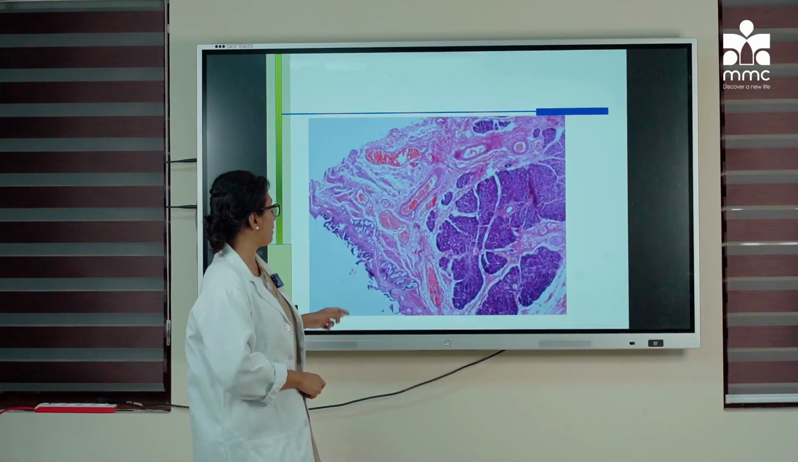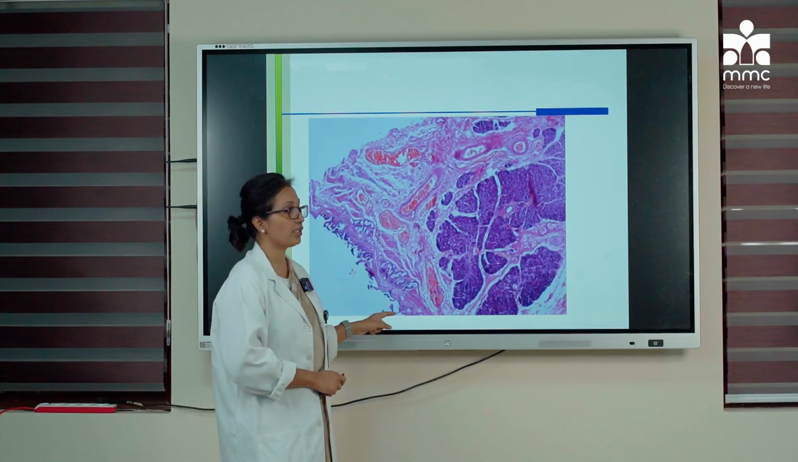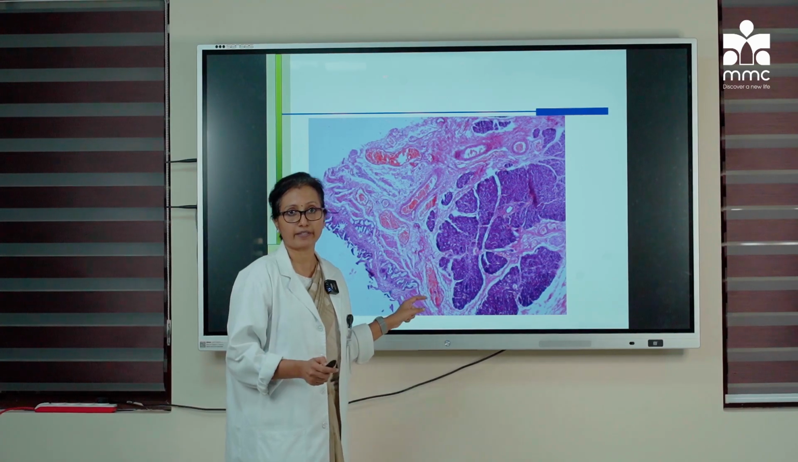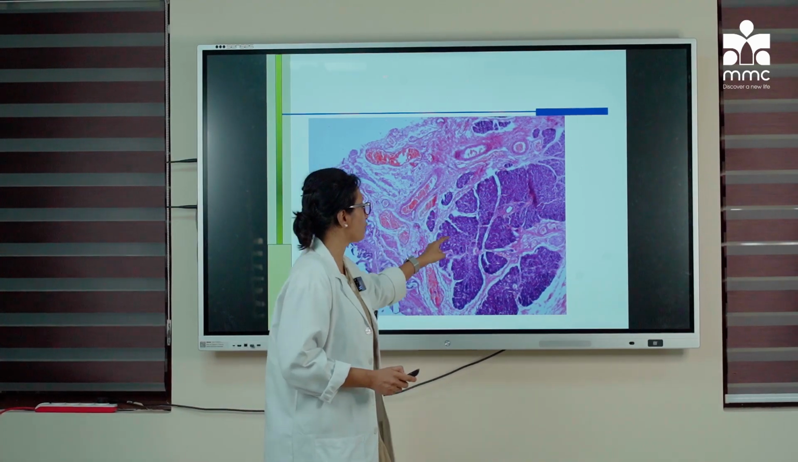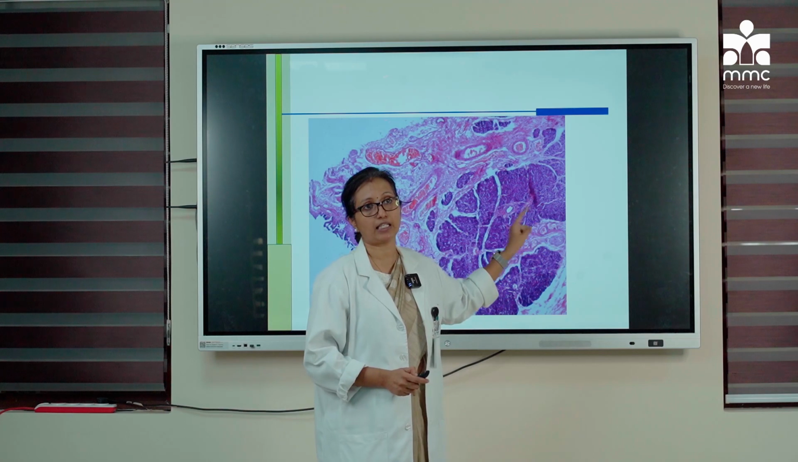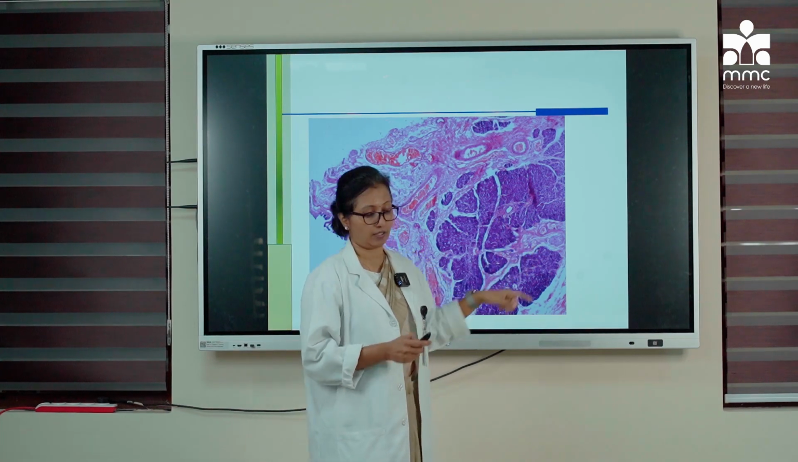Let me show you an example. This is the gallbladder mucosa. You're not expecting to see pancreatic tissue, but you're seeing lobules of normal pancreatic tissue sitting there, and this is called heterotopia.